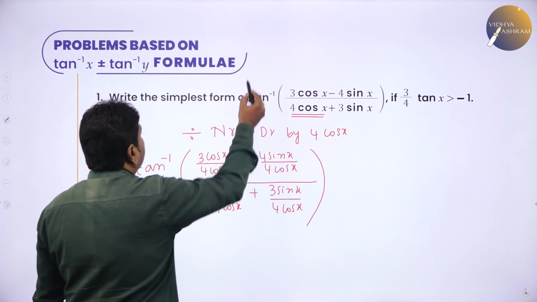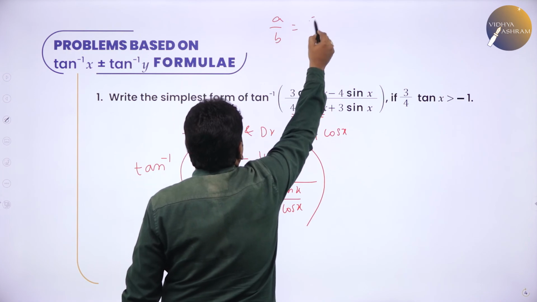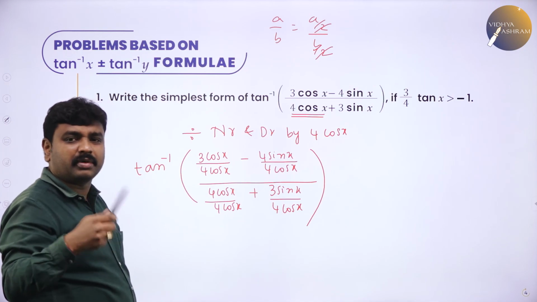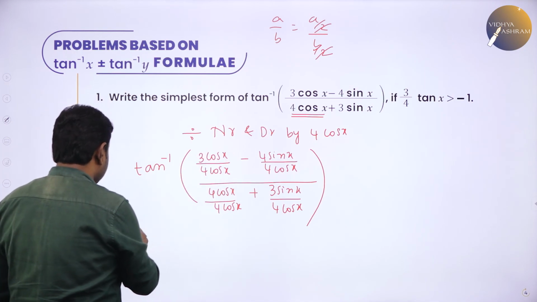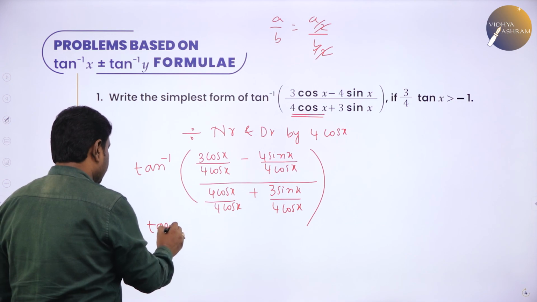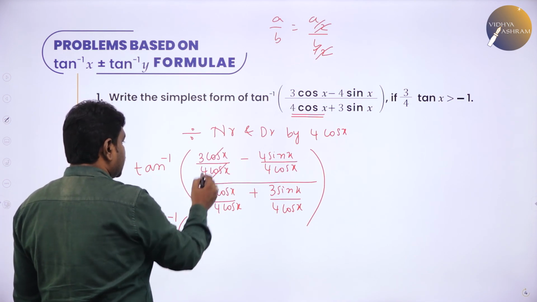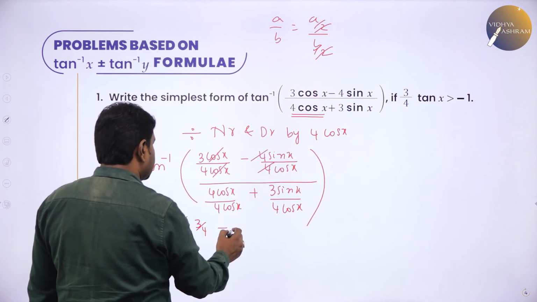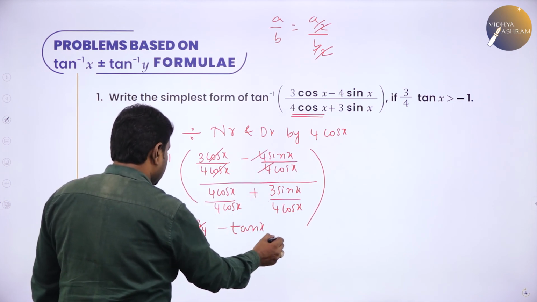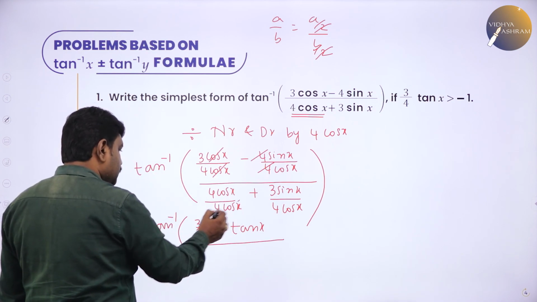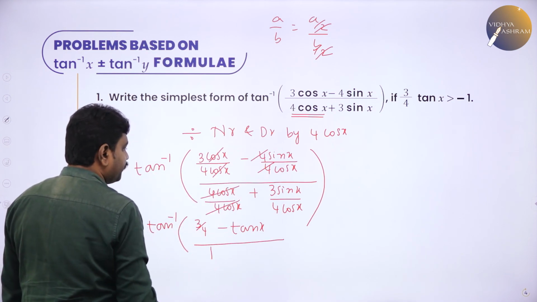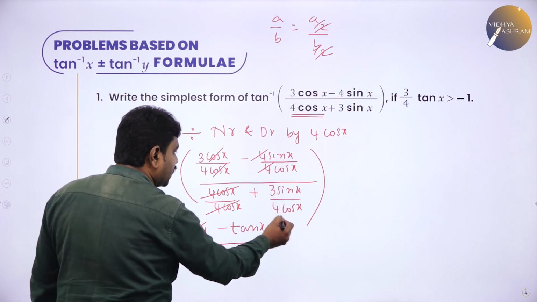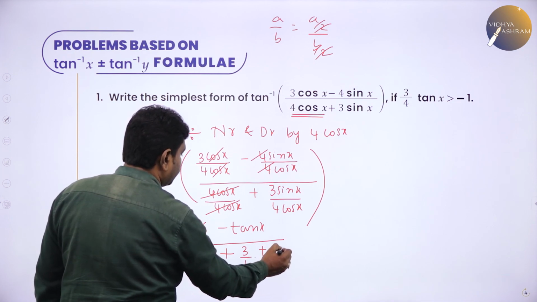All of you know, if you have a by b, can I divide both by 2, a by 2 by b by 2? It will cancel, it will be the same. So you can divide numerator and denominator by the same term. I am doing that. So now that is tan inverse of cos cancels, it will be 3 by 4 minus 4 cancels, it will be tan x divided by cos x, 4 cos x cancels, it will become 1 plus 3 by 4 into sin by cos. All of you know sin by cos is tan.